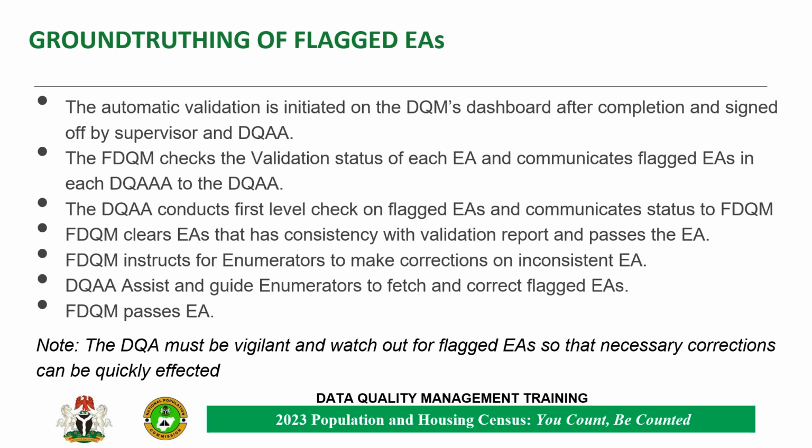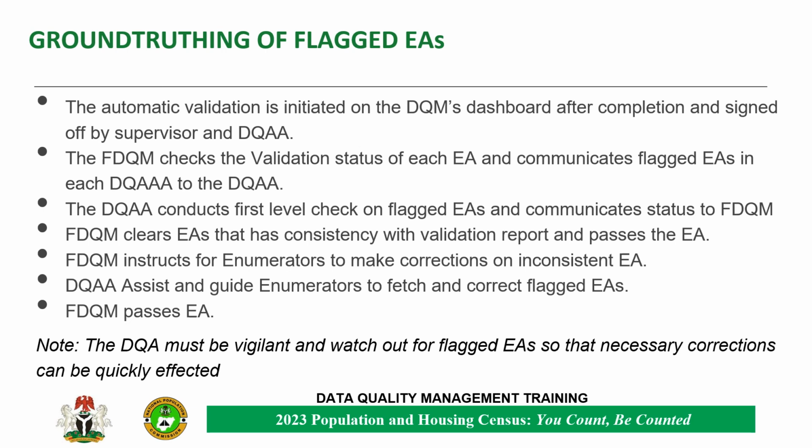So once the EA is flagged, the DQAA goes to the EA and conducts first level checks by visiting the buildings that were selected by the system, and then reports back the findings he got from those buildings. When the FDQM checks and finds consistency between what the DQAA reports and what the enumerator reported, he or she can then decide to pass the EA.